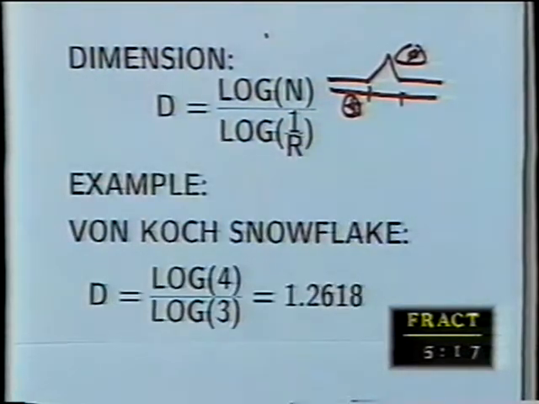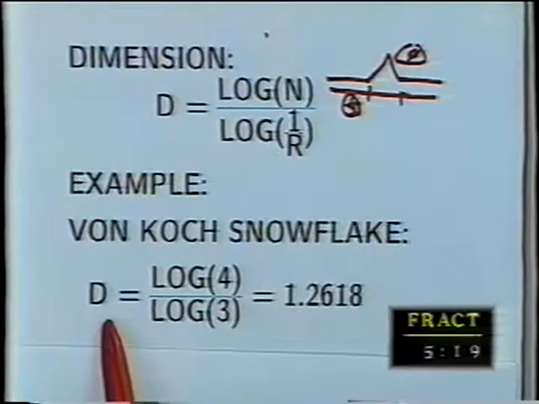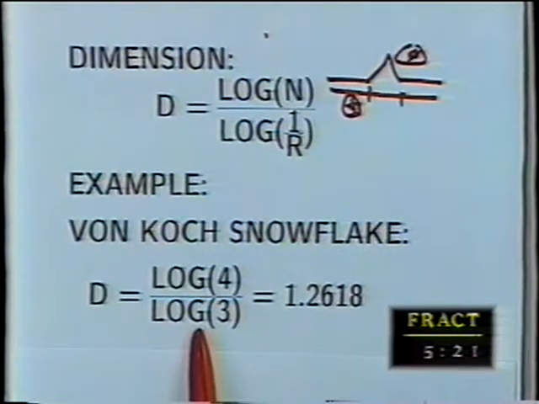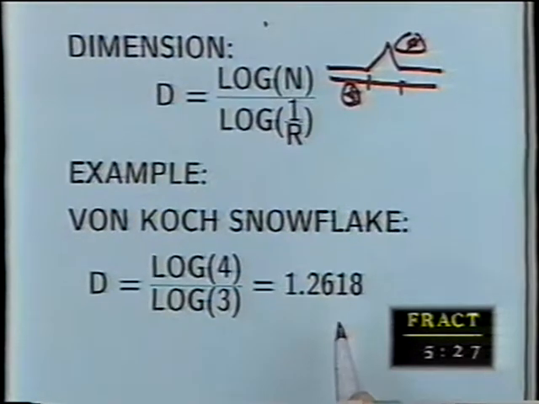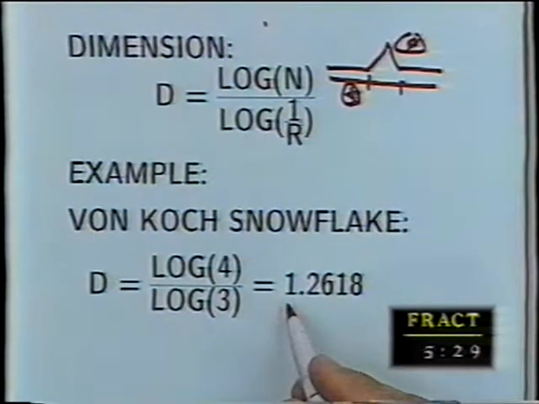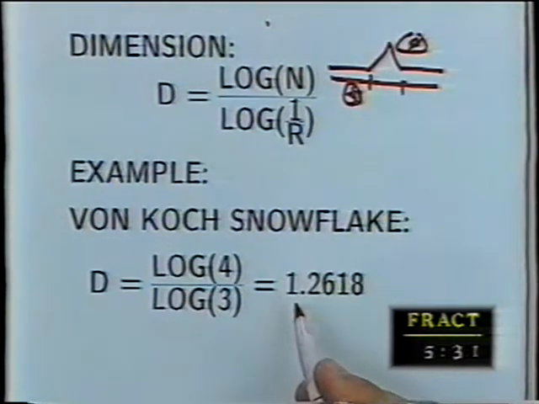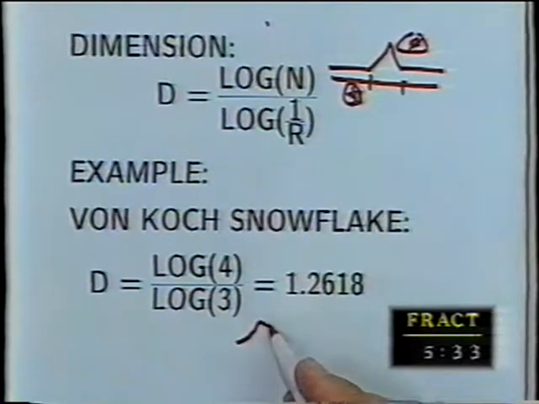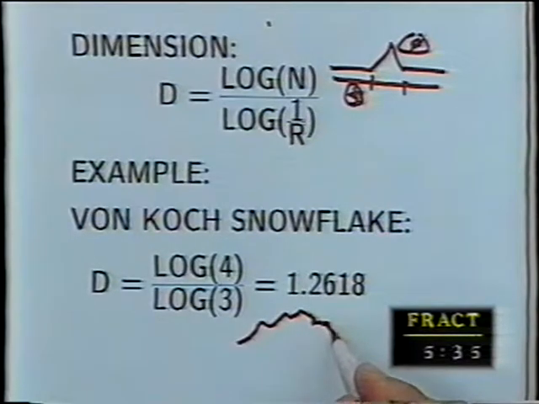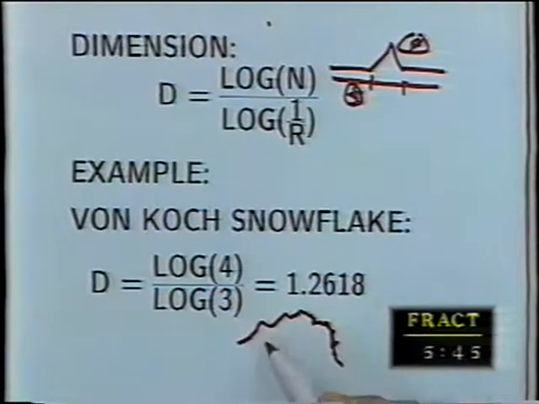So for the Von Koch snowflake, the dimension is log 4 over log 3, which is 1.2618. Well now, should you remember 1.2618? No. The important thing to remember is that a fractal, although it's drawn in one dimension, has all these squiggles down to an infinite dimension. All the way down you see little squiggles, so that the total length of this fractal is really infinite. And yet, it doesn't fill up a whole plane.